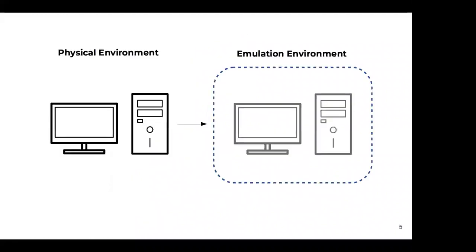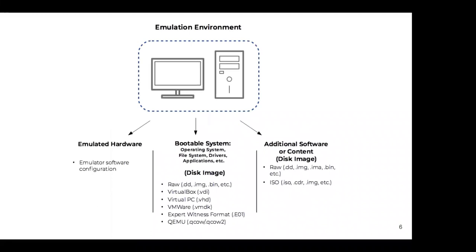And of course, we are looking to emulate those, and so those get reinterpreted as, for the hardware piece, an emulator software configuration, so telling the emulation software what devices to emulate and how to construct them in this virtual computer. You have a bootable system, so you have a disk image that contains all of this information that then is retrieved by the emulator. And then all of those additional storage and software content items that get loaded into the computer, which again are disk images.